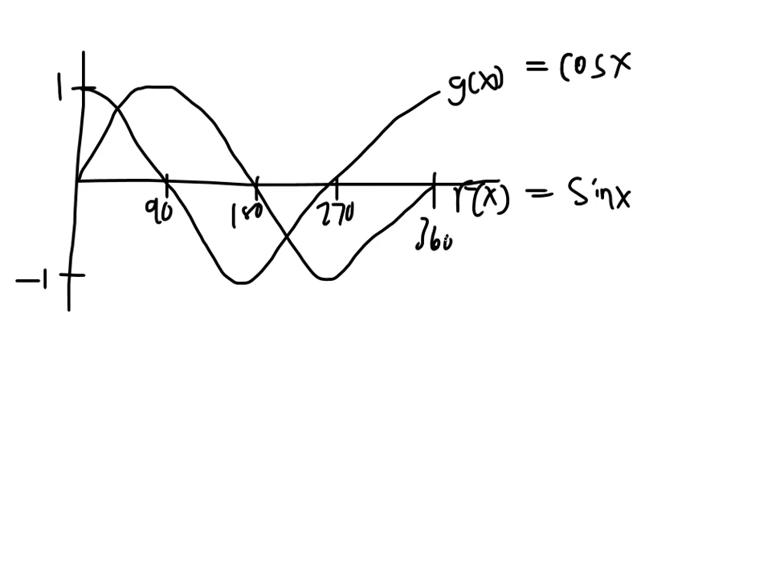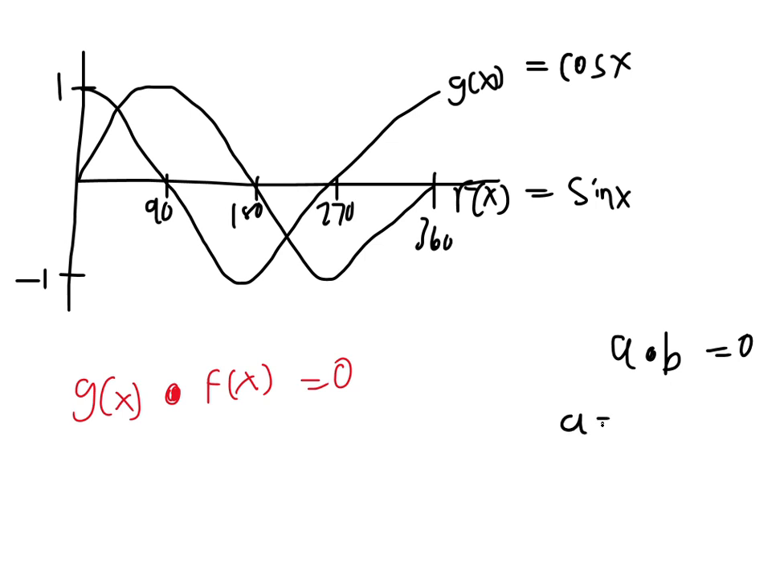is 360. So we want to know for which values of x is the graph of g of x multiplied by the graph of f of x equal to 0. Where is the point that when we multiply the two functions, we get 0? So now, if a multiplied by b is equal to 0, it means that either a is equal to 0 or b equal to 0. It doesn't have to be both. If one of them is equal to 0, then the product will be 0.